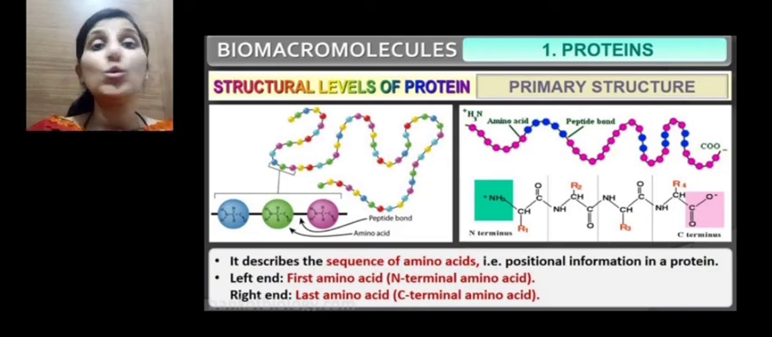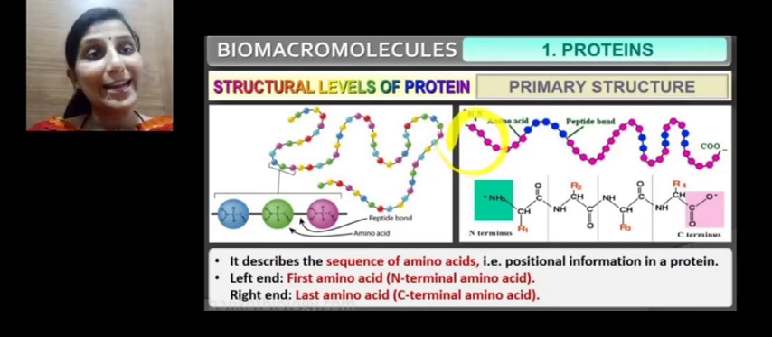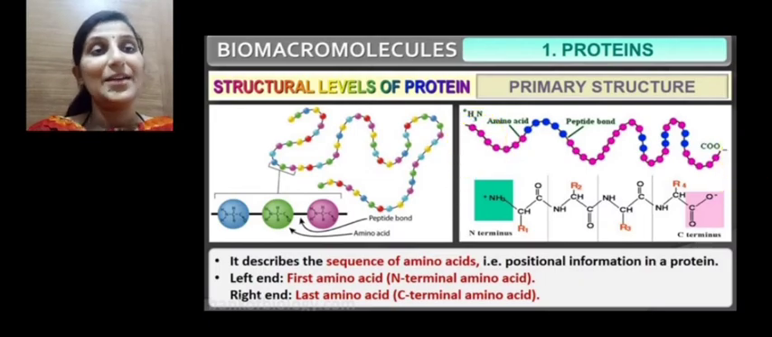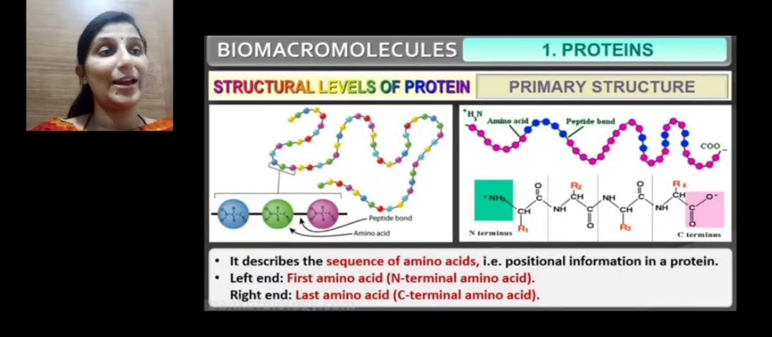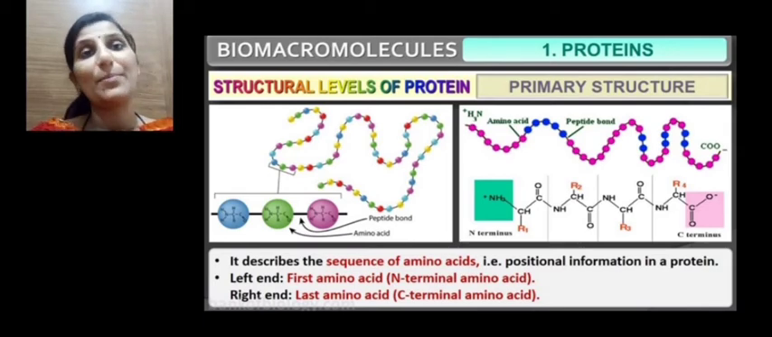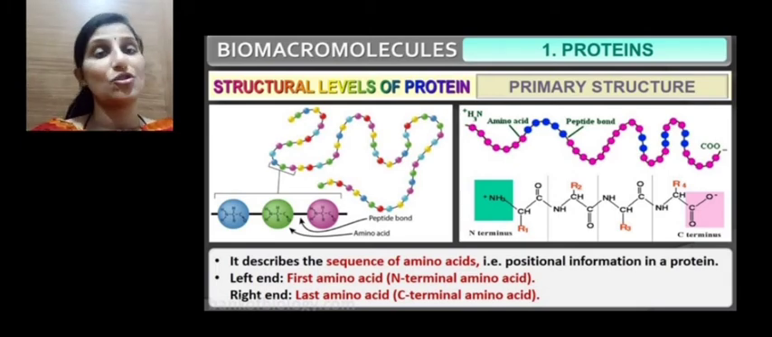It will have two ends: one is called the left end, the other is called the right end. The left end is called the N terminal. Why? Here we can see the amino group in each chain, so that's why it's called the N terminal. The other end is called the C terminal, because we have a carboxyl group. So a number of amino acids joined together by peptide bonds, with one end having the C terminal and the other end having the N terminal, is called the primary structure of proteins.